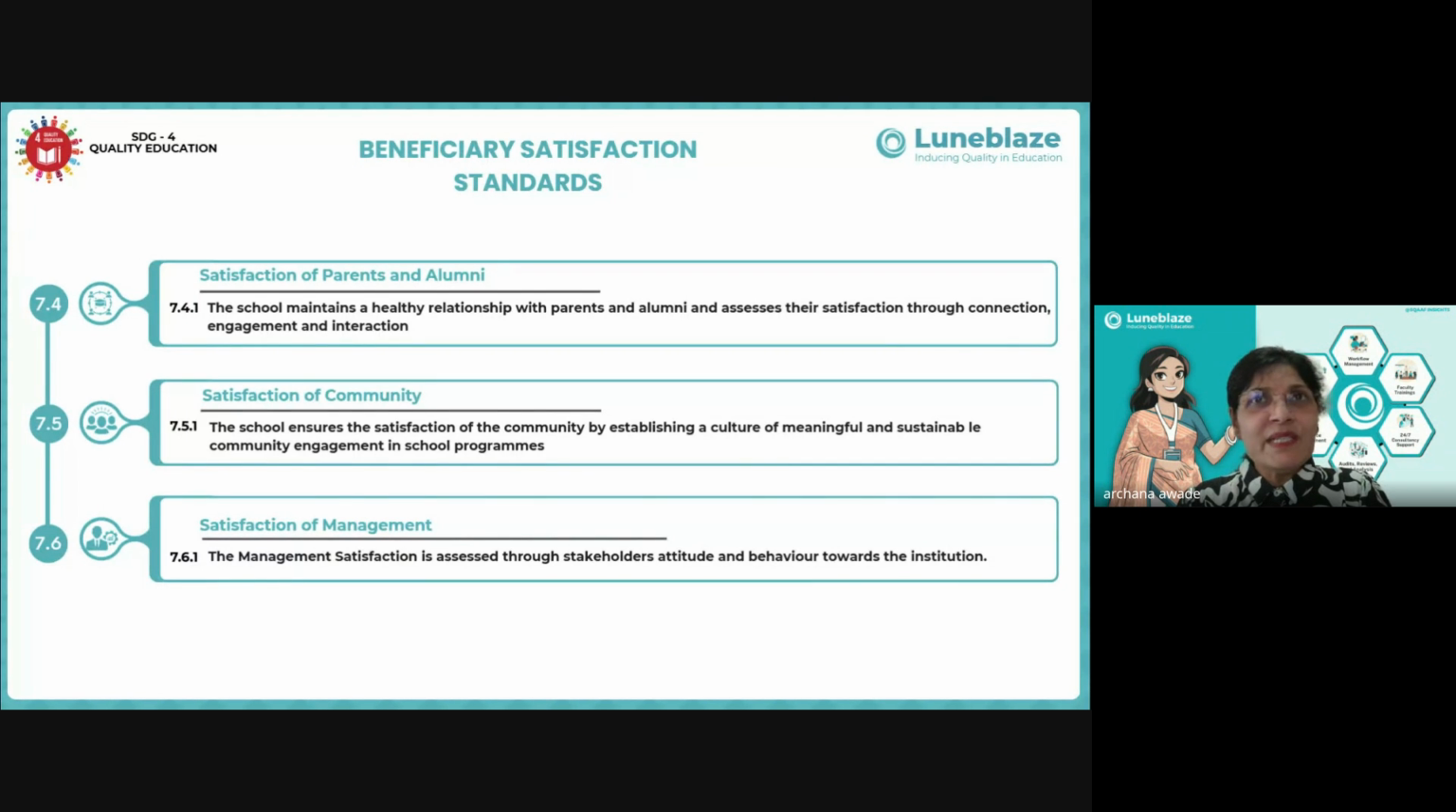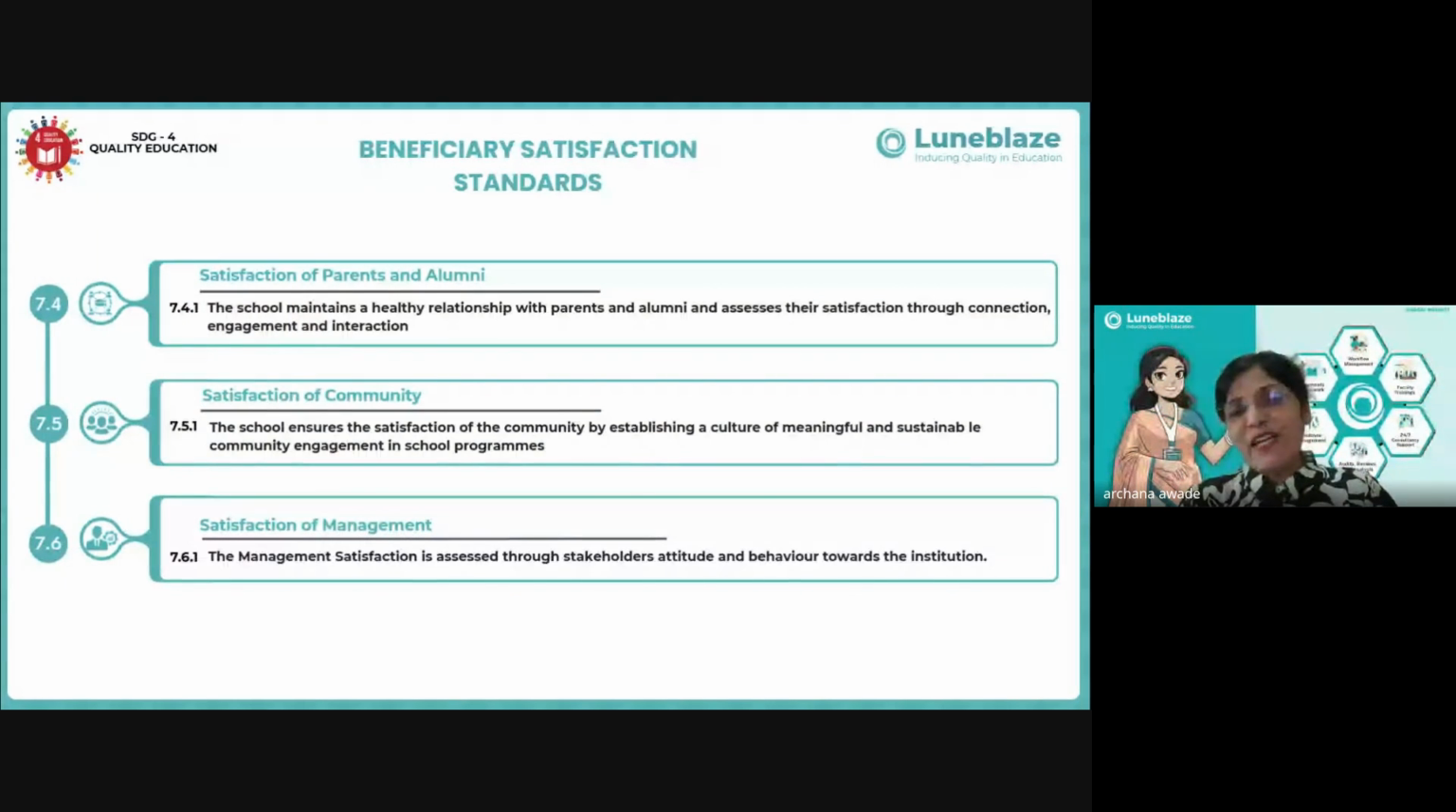Let me give you an example. A school that partners with local health workers to organize free health camps, or collaborates with an NGO for environmental awareness drives. This initiative will build goodwill as well as community trust. So as a school, we have to take care of community satisfaction, and how we involve the community in school functioning, how they become a partner in school functioning.